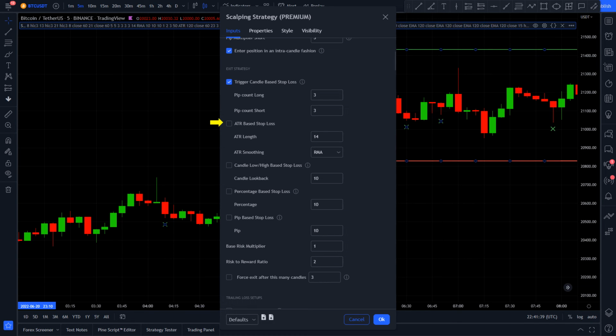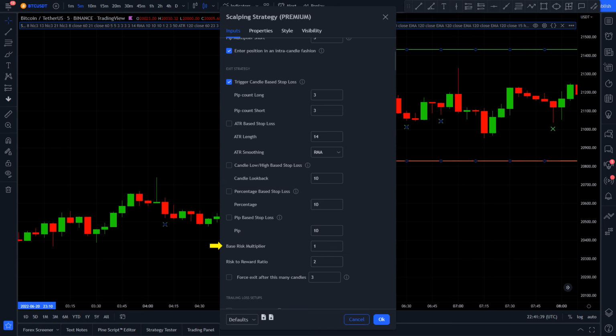Under it, you can set a regular ATR based stop loss, which is my personal favorite. You can also choose to use a swing low swing high based stop loss by using the candle low high based stop loss. Here, with the candle lookback, you can set how many candles the strategy should check for the lowest point in case of a long position or for the highest point in case of a short position. You can also use a percentage based stop loss and a pip based stop loss. Under all these stop loss options, you can set the base risk multiplier.